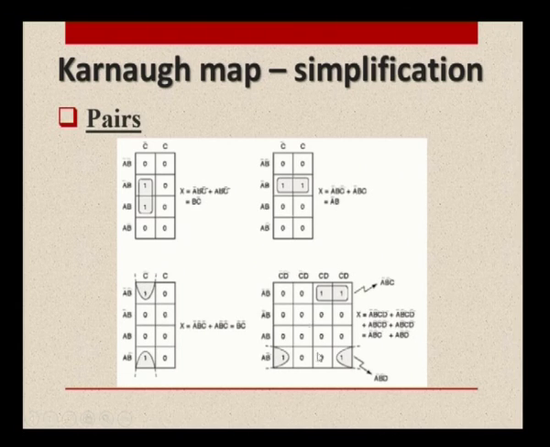This is a 4 variable input. So, in the original expression there are 4 such terms, 1, 2, 3, 4, but after it is clubbed, these 2 form 1 pair, these 2 form 1 pair.